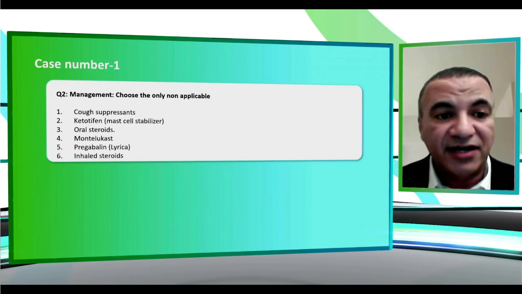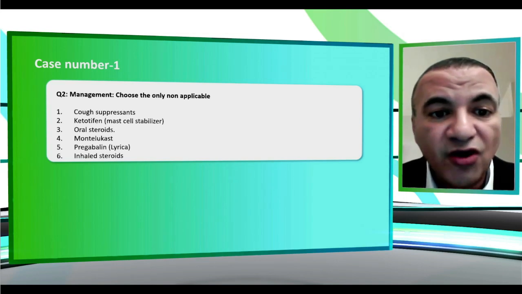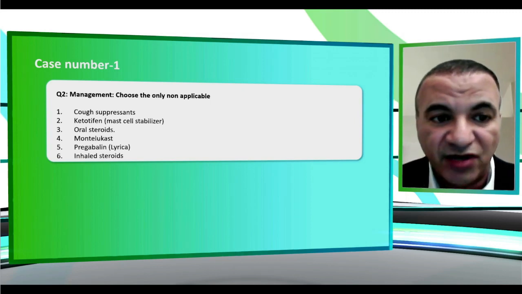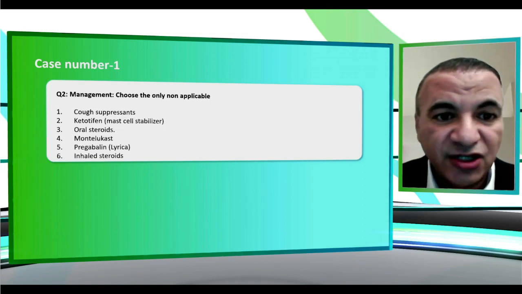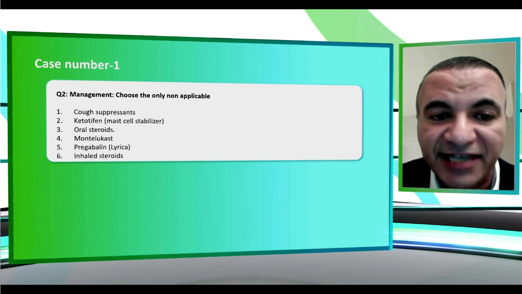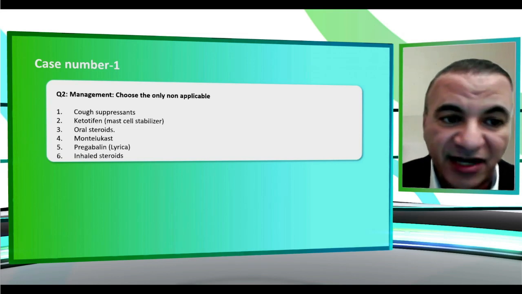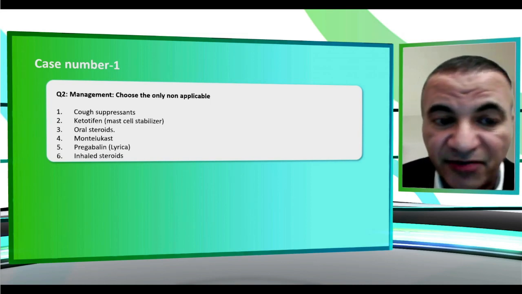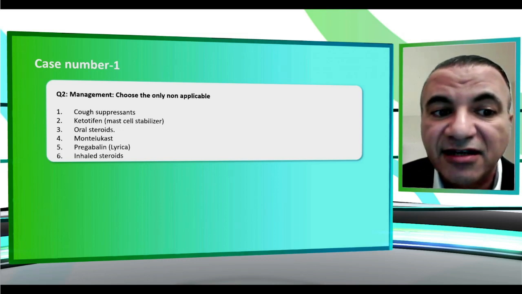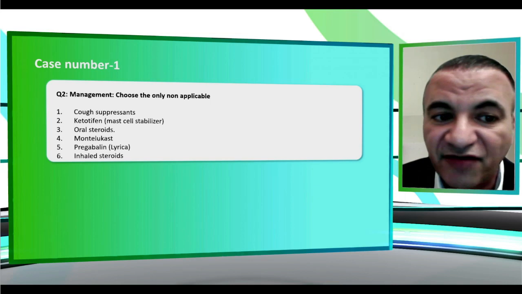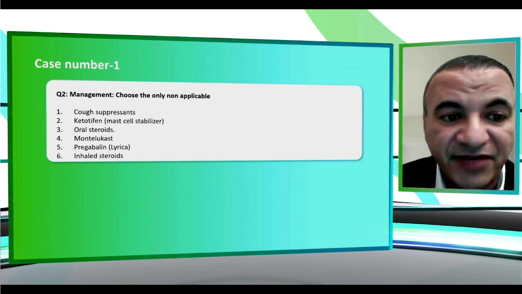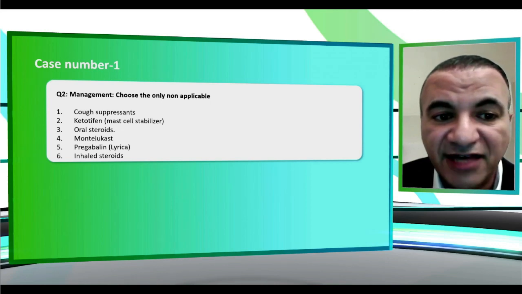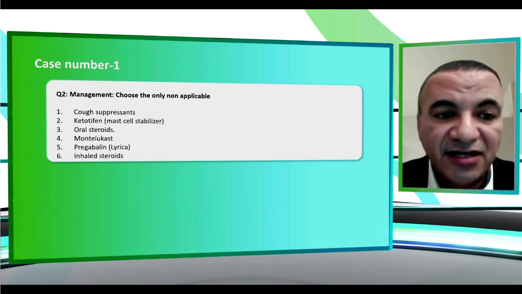How to manage it? So question number 2: choose the only non-applicable. There is a lot of medication you can give, and of course I'm going to discuss, after seeing the poll, how we treat these cases properly. Choose the only non-applicable medication to treat this post-viral cough. Most of them are applicable except one. Number one is cough suppressant. Number two is ketotifen, a mast cell stabilizer. Number three, oral steroids. Number four, montelukast. Number five, pregabalin, which is Lyrica. Number six, inhaled steroids. I'll give you time to answer this question.